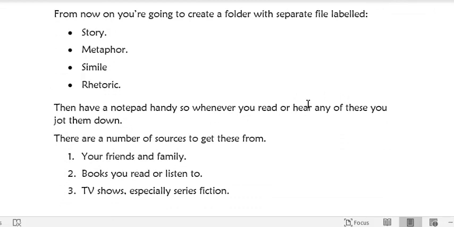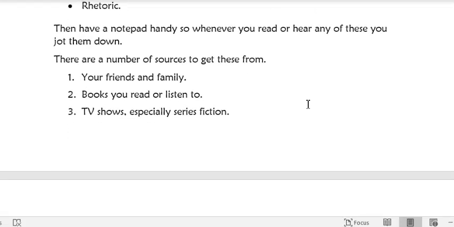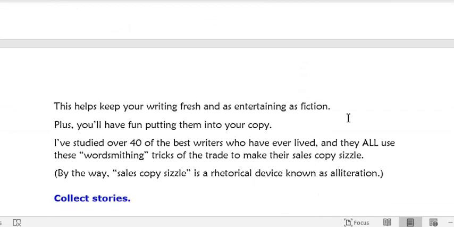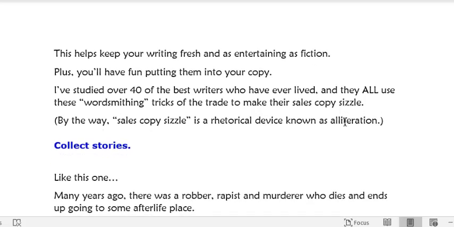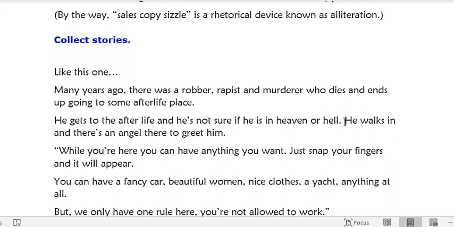Now, there are a number of sources you can get them from. Mine is friends and family, or books I read and listen to, especially on Audible, TV shows, especially series fiction. This helps to keep your writing fresh and as entertaining as fiction. Plus, you'll have fun putting them into your copy. I've studied over 40 of the best writers that ever lived, and they all use these wordsmithing tricks of the trade to make their sales copy sizzle. By the way, sales copy sizzle is a rhetorical device known as alliteration, because you've got the S and the S. Collect stories like this one.